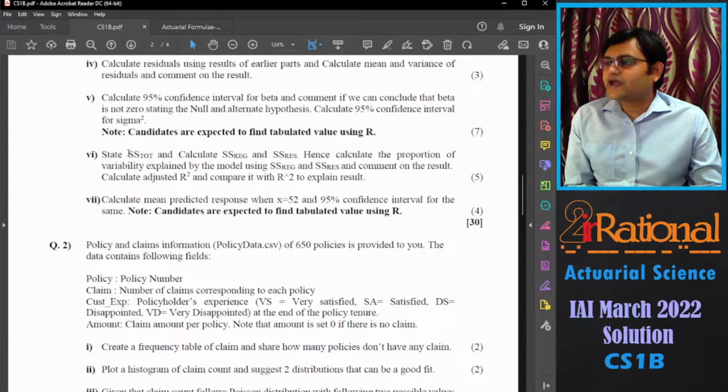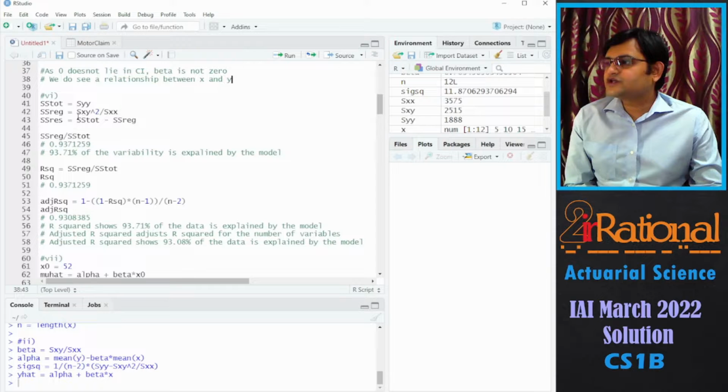Sixth part: state SS total and calculate the SS regressed, SS residual, hence calculate the proportion of variability explained by the model using SS regressed and SS residual, and comment on the result. Calculate the adjusted R square and compare it with the R square to explain the result. So first we will calculate our SS total. SS total is just SYY. SS regressed is going to be SXY square upon SXX, and SS residual would be SS total minus SS regressed.